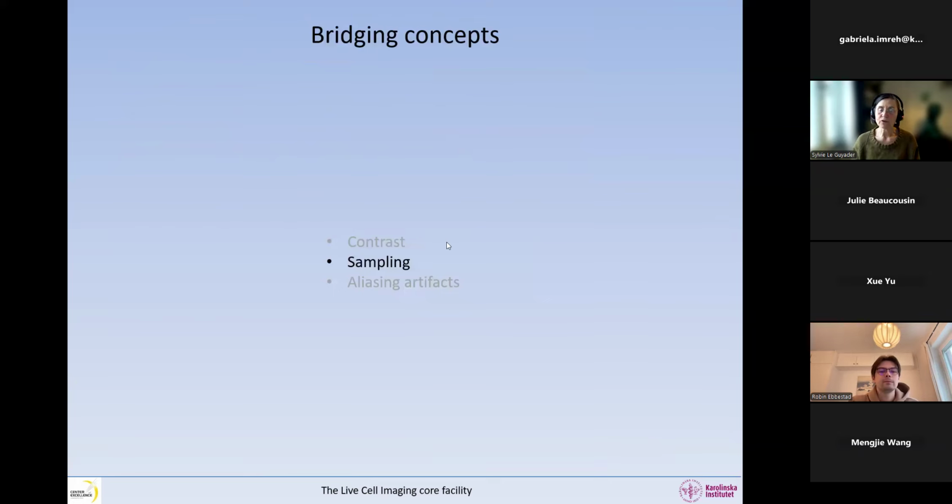So now we spoke about contrast and how important it is for us to use the resolution that the objective is delivering. But now we're going to talk about sampling.